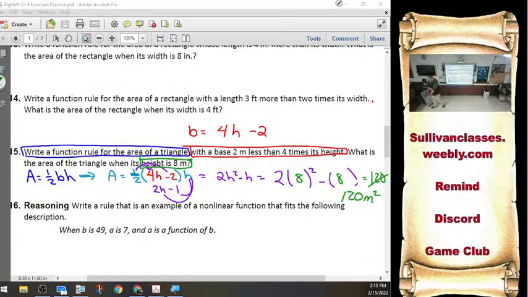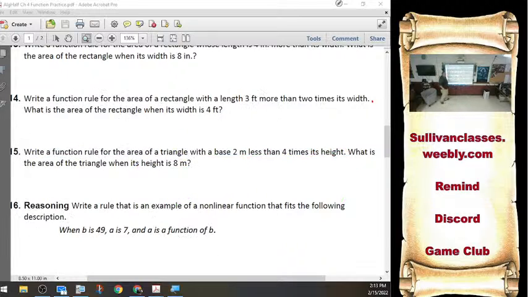Okay, 120 square meters is a lot different than 120 square feet. Is a lot different than 120 square miles. A lot different than 120 acres. Labels matter. 120 square meters. Think of a triangle that big. That'd be like, you need the commons to fit it, right?